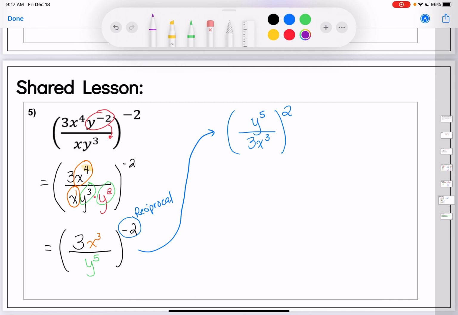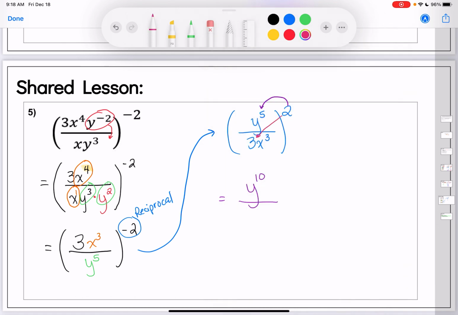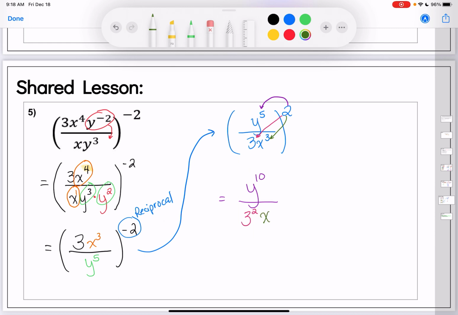Then I'm going to distribute this exponent of positive 2 to every base inside. So this becomes y to the 10th, power to a power, I multiply. Down at the bottom, I get 3 to the 2nd power, and I get x to the 6th power, right? Power to a power, I'm going to multiply on that one. All right, only one step left to do, and that is take care of my numerical base. So my final answer will be y to the 10th over 9x to the 6th.